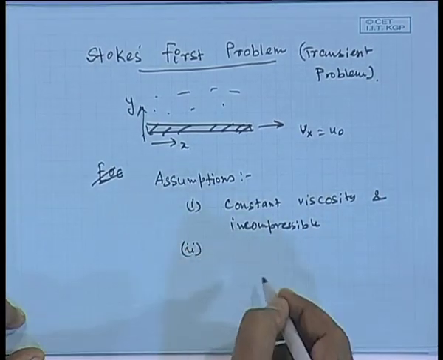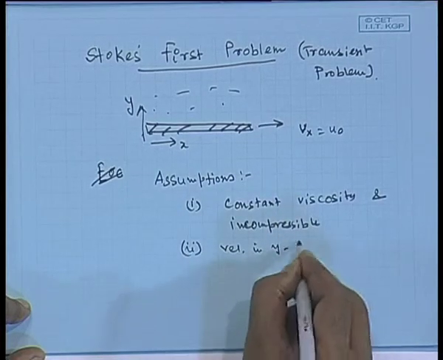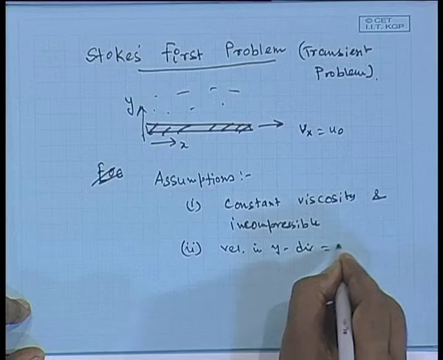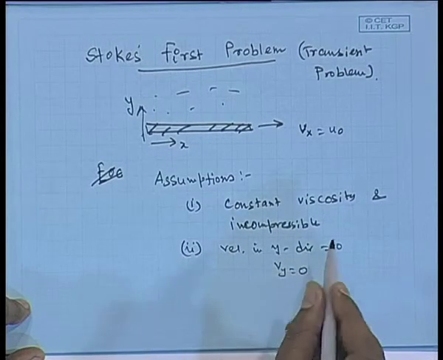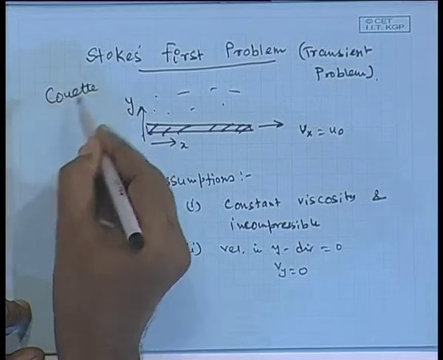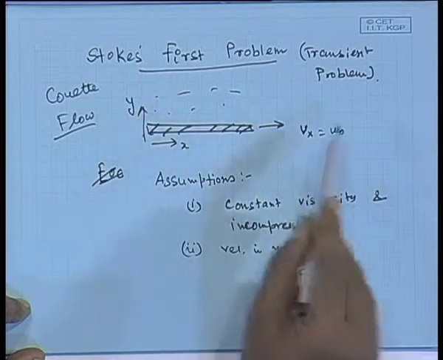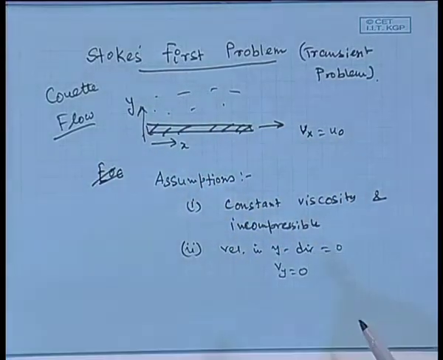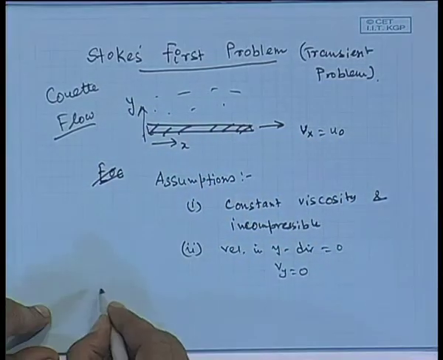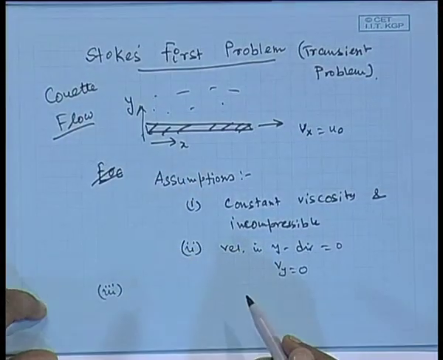Secondly, velocity in the y direction is 0, that means V y is equal to 0. It is known as Couette flow, right. The flow is induced only in the x direction because of the movement of the wall in the x direction only. Thirdly, there is no pressure gradient. Since it is Couette flow, there is no pressure gradient.